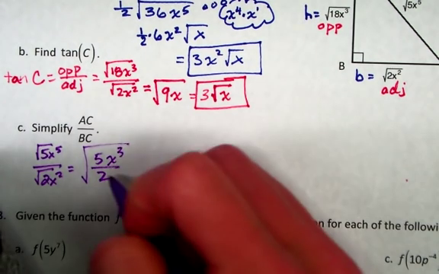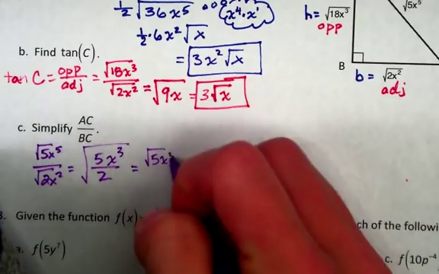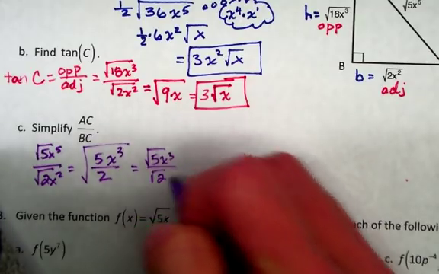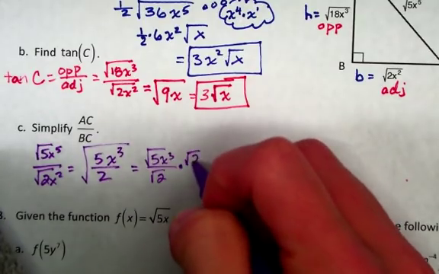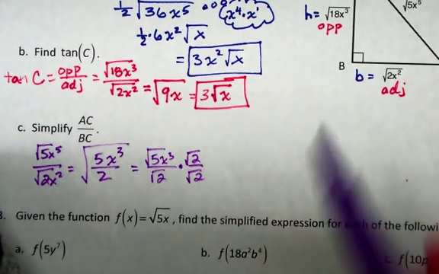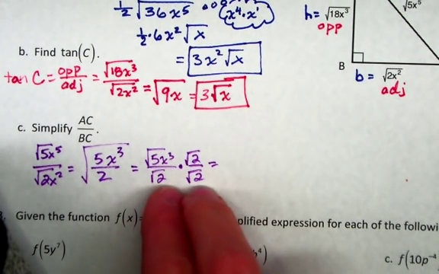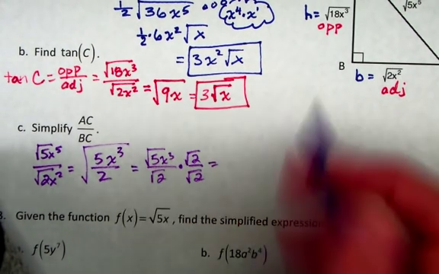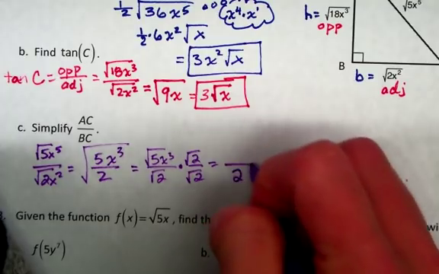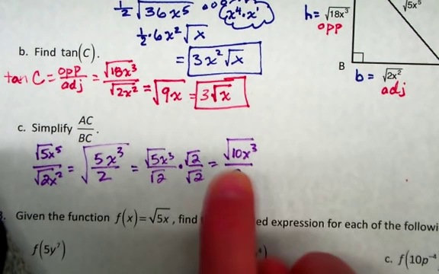But then we need to rationalize, so I'm going to rewrite this as 5x cubed over root 2. And I'm going to multiply the top and the bottom by the square root of 2. The reason why we want to multiply by the square root of 2 is to get rid of that radical. If I have a square root, I need perfect square, so I need 2 of these. So that leaves a 2 on the bottom. And then a square root of 10x cubed on top.